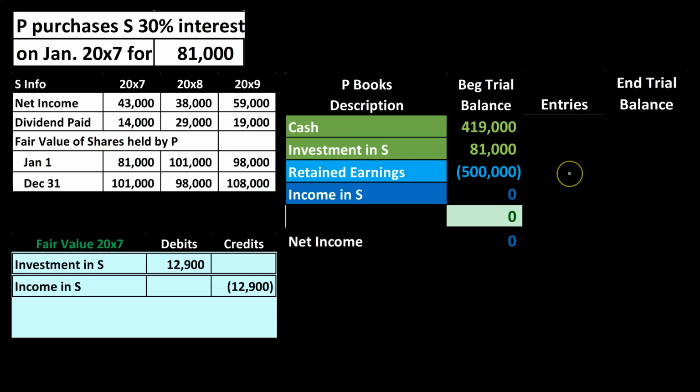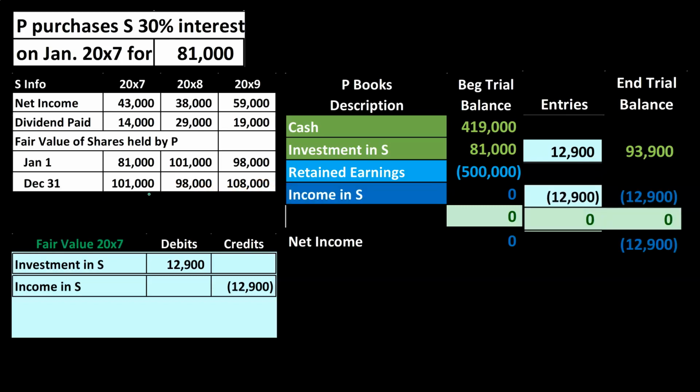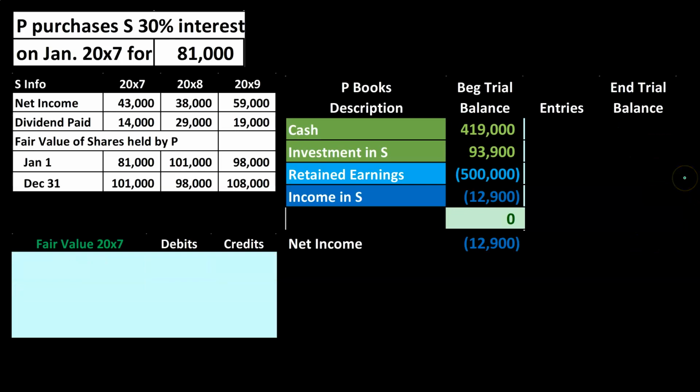So if we then record this, we're going to say, all right, there's 12,900, increasing our investment to 93,900. Note that that does not tie out to anything down here in the fair value method. And that's fine because we're using the internal calculation, not the market. And then the other side is going to be going up on income. So now we have revenue of that 12,900. Here's the other accounts just pulling forward. So revenue 12,900, increase in the investment.